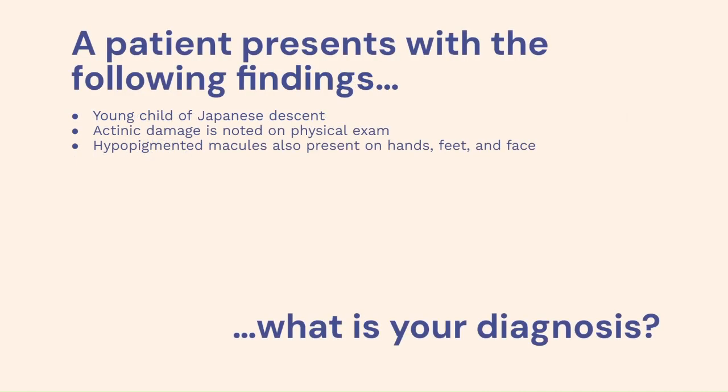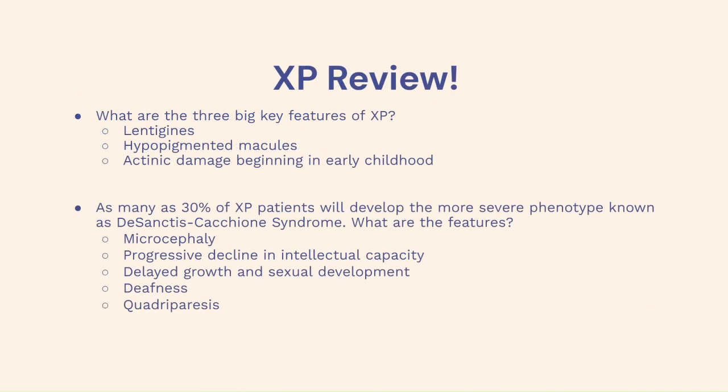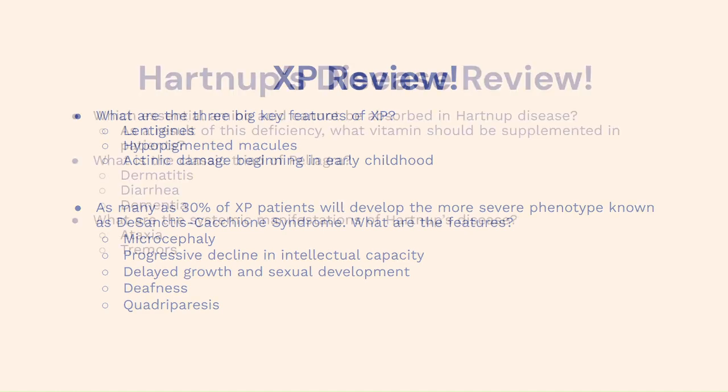How about a young Japanese child with actinic damage, hypopigmented macules, and lentigines all over the place that she shouldn't otherwise have? That's XP. And those are your key findings: lentigines, actinic damage, and hypopigmented macules. And do note, because it's coming up on tests more often now, there is a more severe phenotype, De Sanctis-Cacchione syndrome, which has microcephaly, progressive decline in intellectual capacity, delayed growth as well as sexual development, deafness, and quadriparesis.